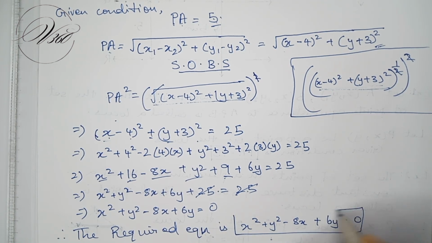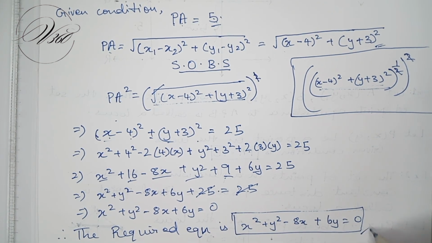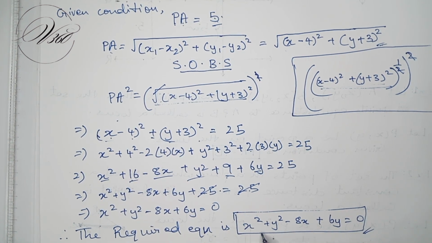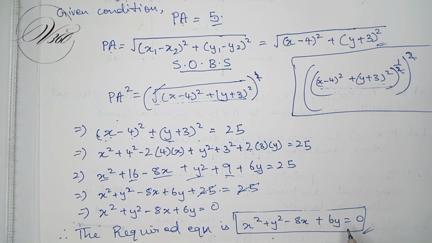Hence, we have solved this problem, and the equation or the answer for this problem is x square plus y square minus 8x plus 6y equals 0.